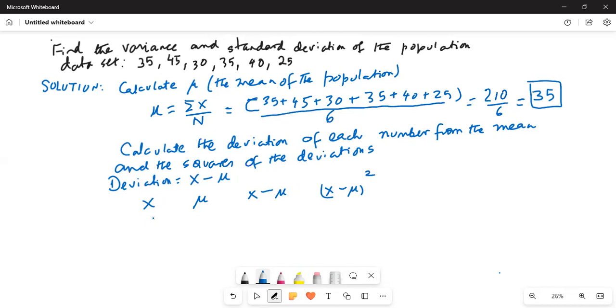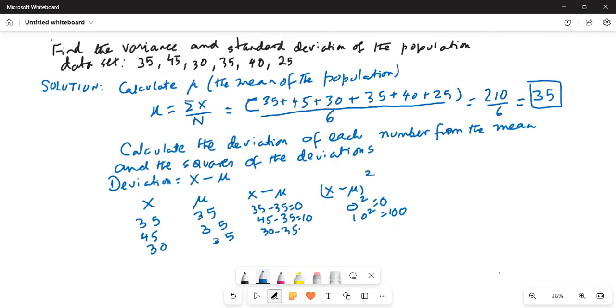My first x is 35. The mean is 35, so 35 minus 35 is 0, and x minus mu square is 0 square, equal to 0. The next number is 45, and the mean is still 35. 45 minus 35 is 10, so 10 square is equal to 100. The next number is 30. The mean is 35. 30 minus 35 is minus 5, and minus 5 square is minus 5 times minus 5, which is positive 25.